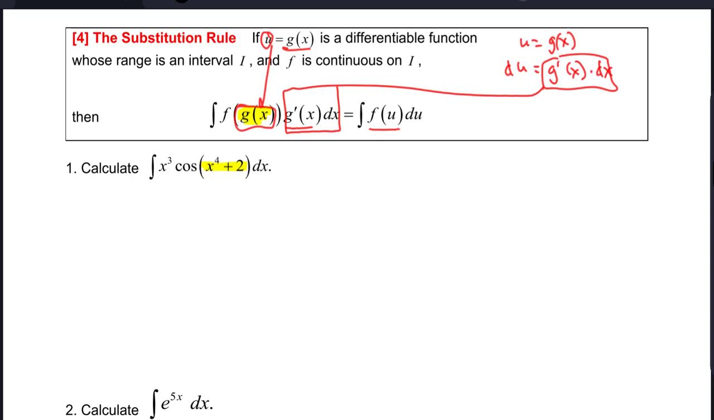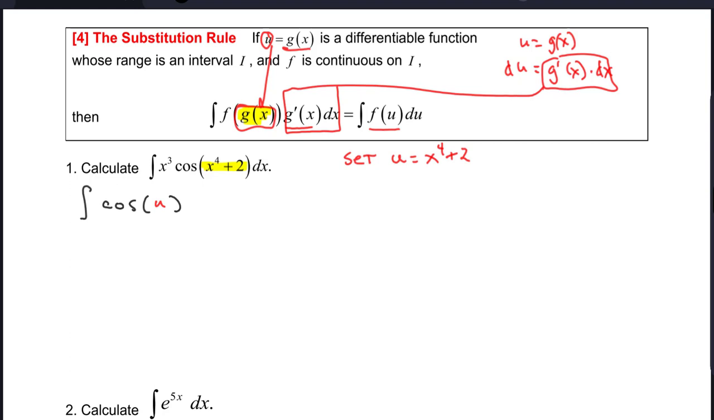And I could make it easier if I temporarily set u equal to that inside junk, x to the fourth plus 2. And so that will change this problem a little bit. I'm going to reorganize it as well. Okay, now integral of cosine of u, that's easy. That's sine of u. That's easy. We transformed something there to where it could be easy.